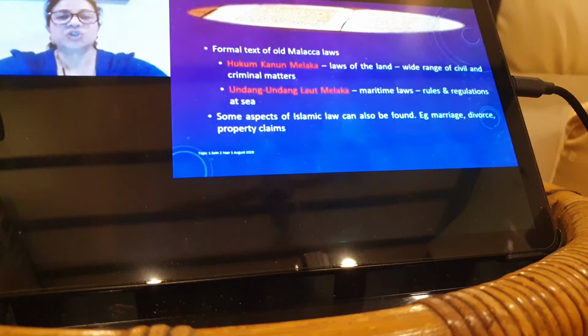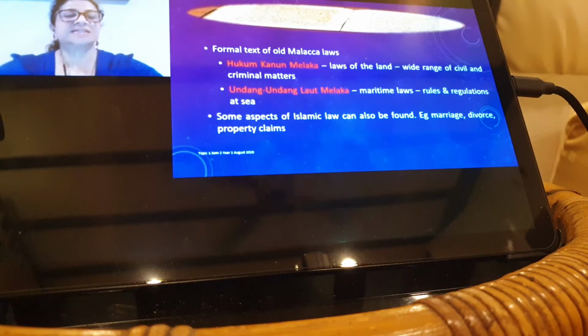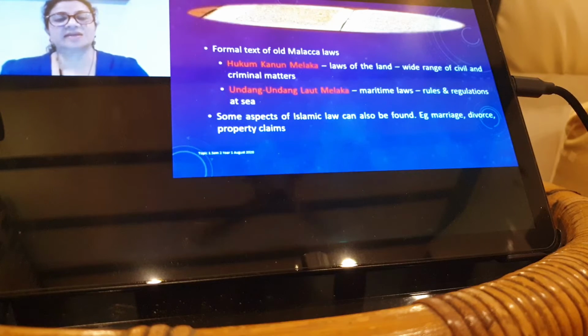Now, there are two formal texts of Old Malacca, which you can still see till today. You have Hukum Kanun Malacca, which is in relation to laws of the land. A lot of it covers civil and criminal matters. And you also have the Undang-Undang Laut Malacca, which is the maritime laws in relation to rules and regulations at sea. Because as you know, Malacca is a port, so you needed some kind of rules and regulations.